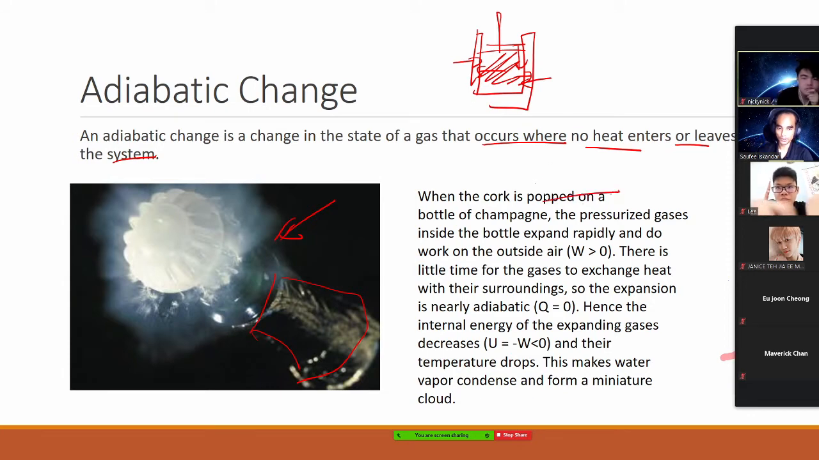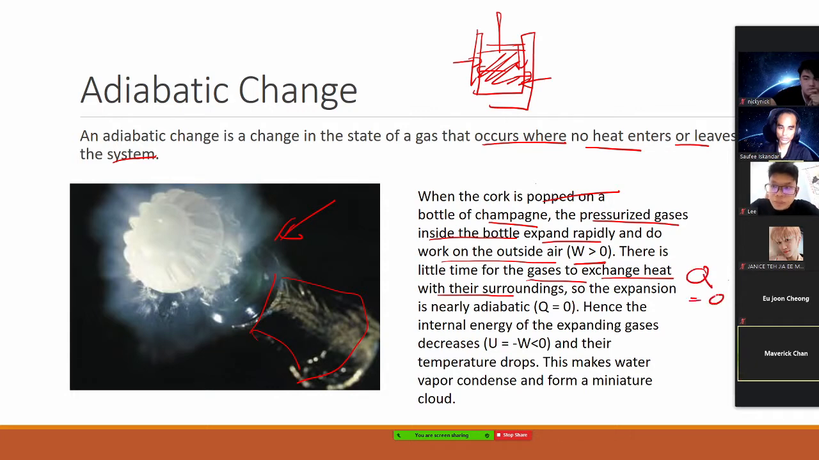When you pop the bottle of champagne, the pressurized gas inside the bottle expands rapidly. So the work done on the outside air, W, is bigger than zero, meaning the gas is doing the work. There is little time for the gas to exchange heat with its surroundings, so we can say that Q equals zero. So the expansion is nearly adiabatic. Q equals zero, hence the internal energy of the expanding gas decreases. So the change of U equals negative W, which is less than zero, and the temperature drops.